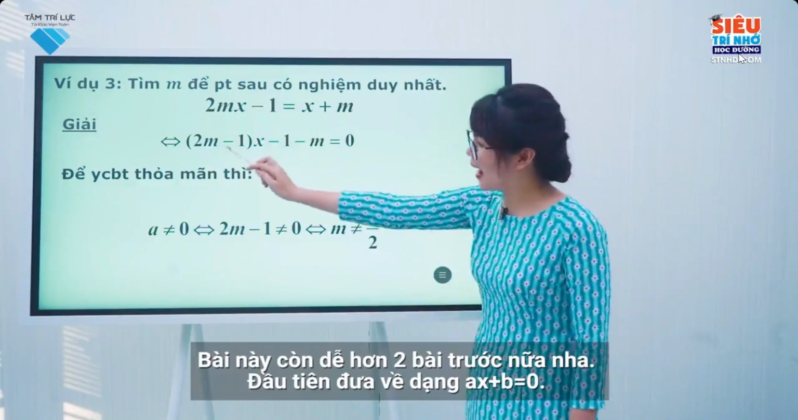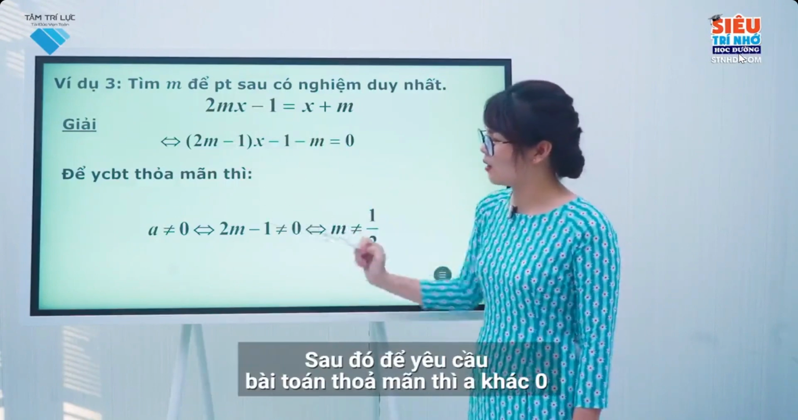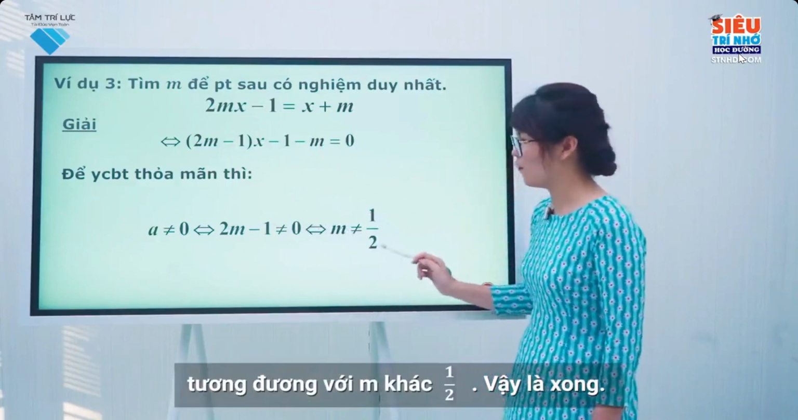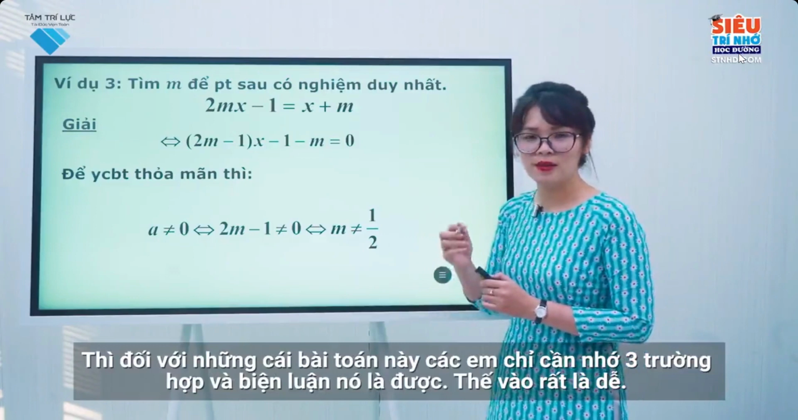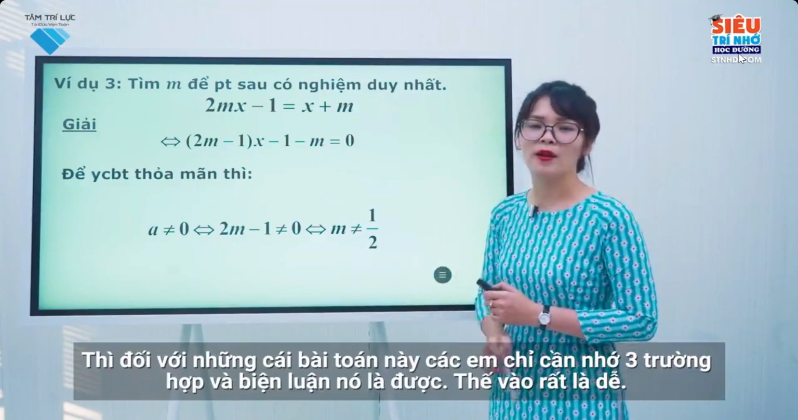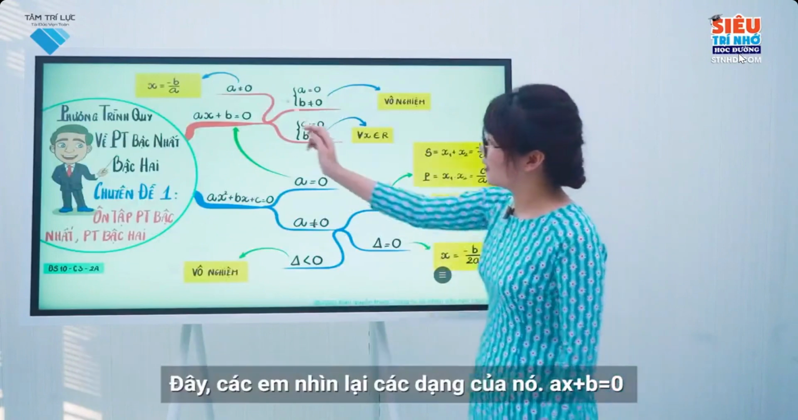First, convert the equation to the form ax plus b is 0. Then, to meet the question's condition, a isn't 0, or m isn't 1/2, that is the answer to this question. For such questions, you just need to remember three cases and discuss them. The replacement step is very simple. You can look at its form again.